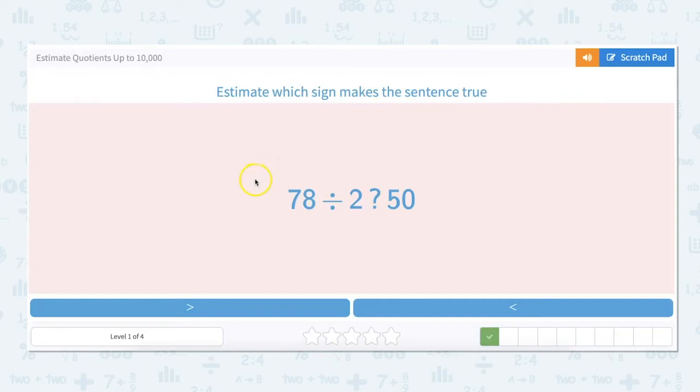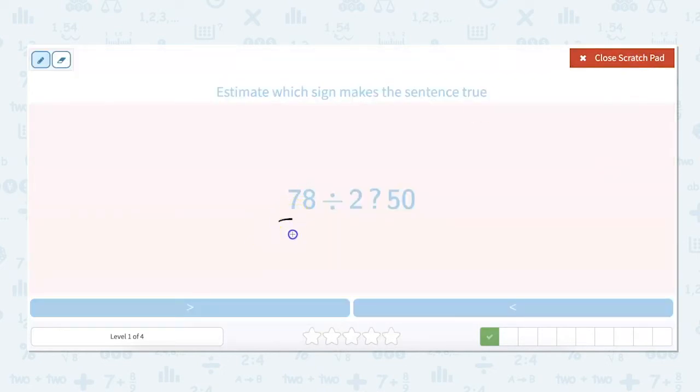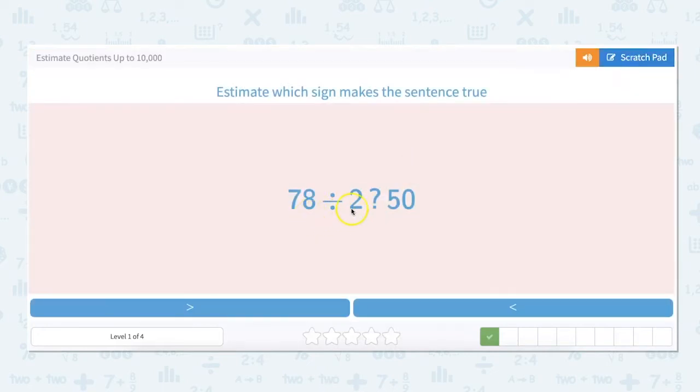All right, so again, we're estimating which sign makes a sentence true. This is greater than, this is less than. And to estimate, 78 divided by 2 is less than or greater than 50. Let's see. 78 rounds up to 80. 80 divided by 2 equals 40, which is less than 50. So 78 divided by 2 is less than 50.